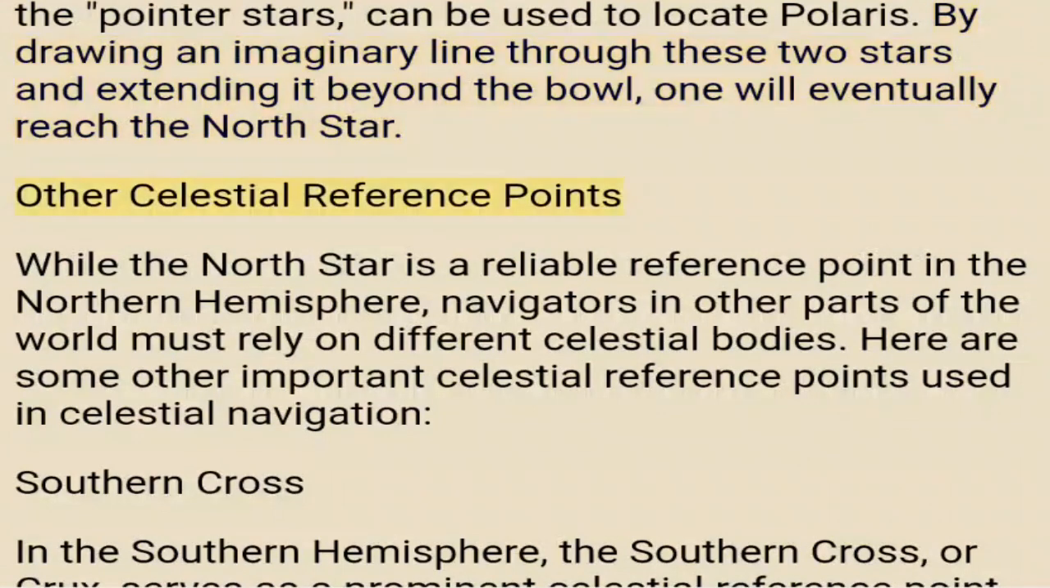North Star. Other celestial reference points. While the North Star is a reliable reference point in the Northern Hemisphere, navigators in other parts of the world must rely on different celestial bodies. Here are some other important celestial reference points used in celestial navigation.